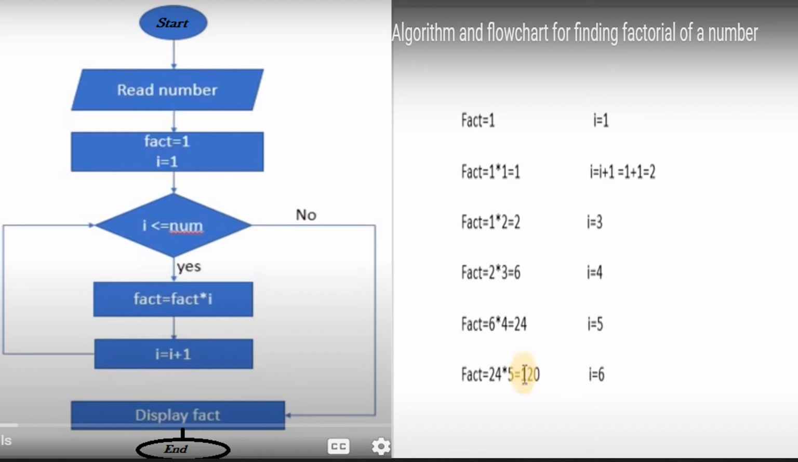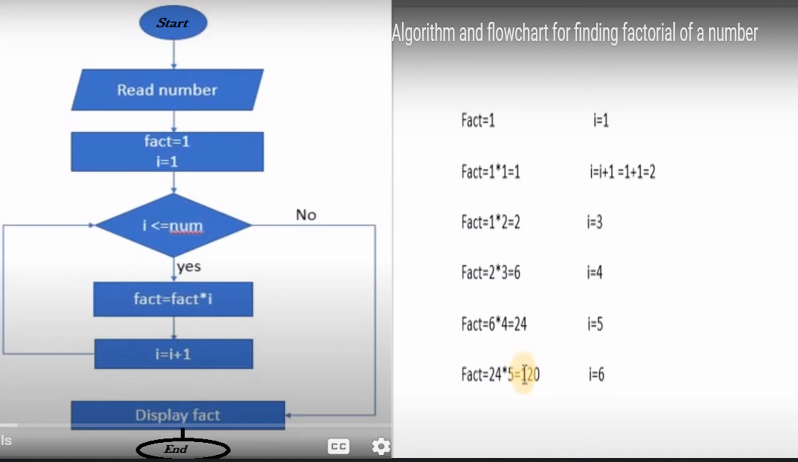So students, see there, first one at the right side box, factorial equal to 1, I equal to 1. Then factorial becomes 1 multiplied by 1 equal to 1, and I increments by 2. So 1 plus 1 equal to 2. I becomes 2 and factorial becomes 1.